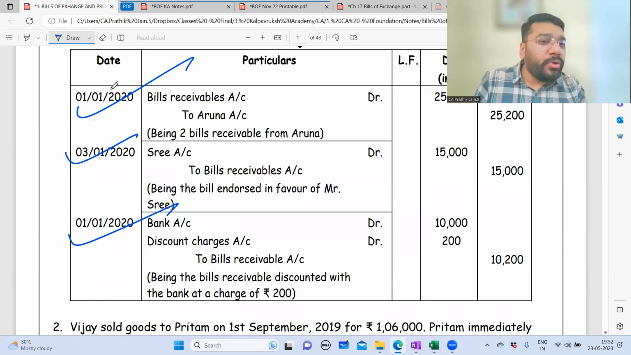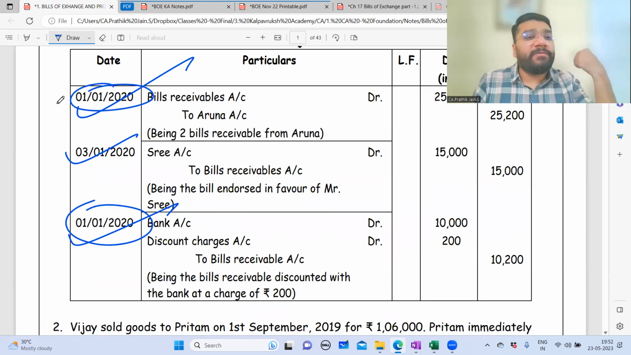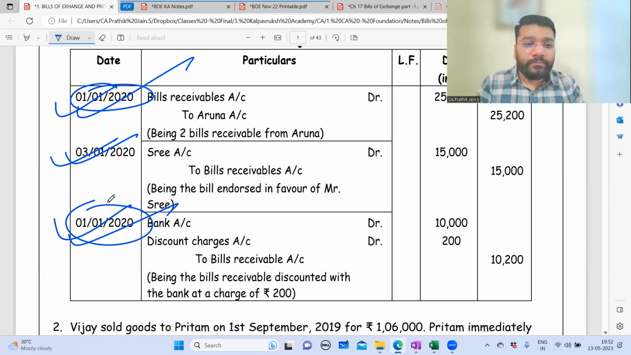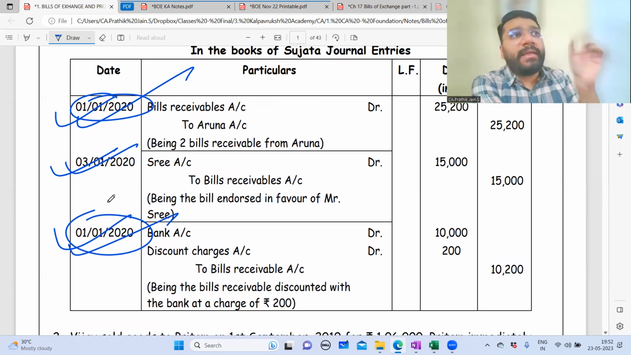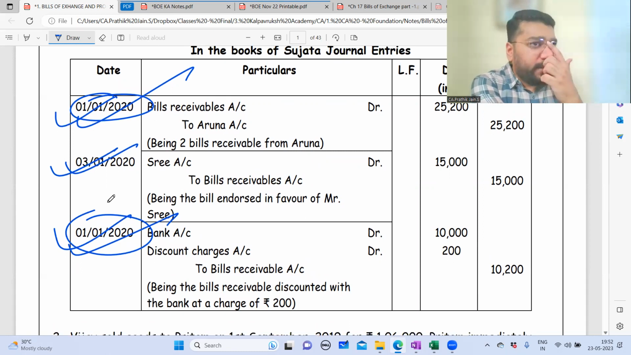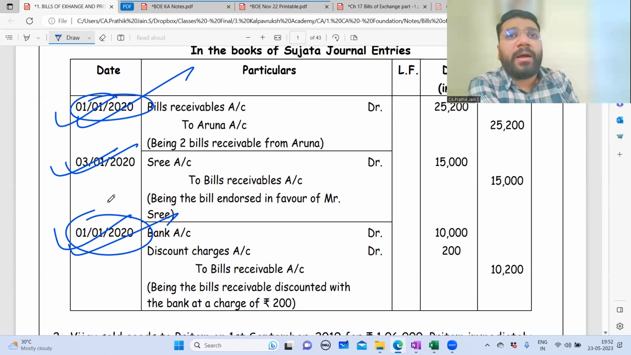Guys, I would suggest you go in the chronological order. You cannot pass the 1st of January entry first, then 3rd January, then 1st of January again. So you have to go in chronological order. What is important here is the narration, guys. A lot of people make mistakes in the test. What we have observed is people are not able to write the narration properly.